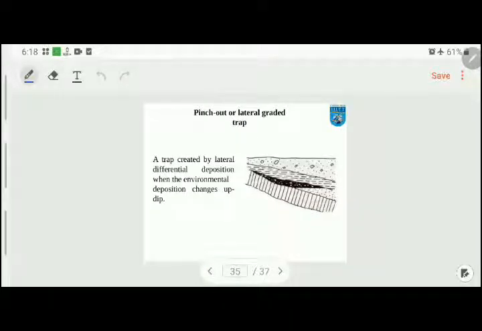Pinch out or laterally graded: this is created by lateral differential deposition when the depositional environment changes up dip. Notice, for example, the layers were running on this basis, okay, and then what they call lateral grading happened, meaning the layers tilted in this area. Notice the oil layer: the oil accumulated and was trapped in this area between the lower part of this area and the top of that area, so it is called a pinch out trap.